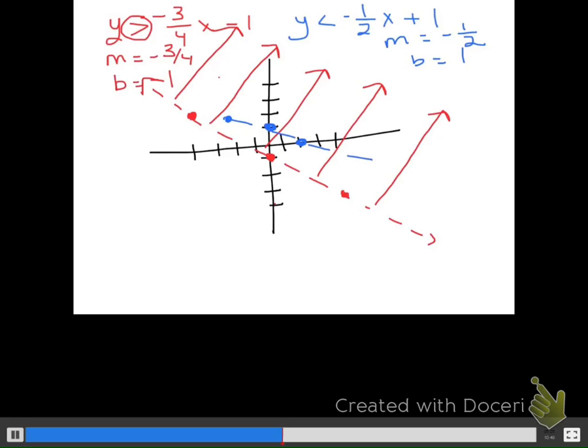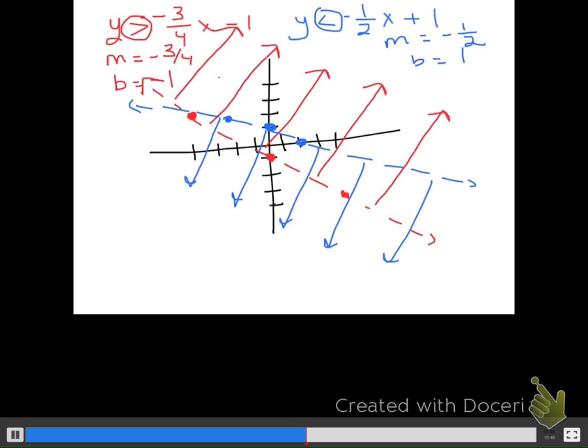You draw. Now notice this is also a dotted line to show that it is just less than. It's not or equal to. So the points on this line do not make this inequality true, because it makes it where y equals negative 1/2 x plus 1. Now, since it is less than, it's all the y's that are below the line. So we shade below the line.